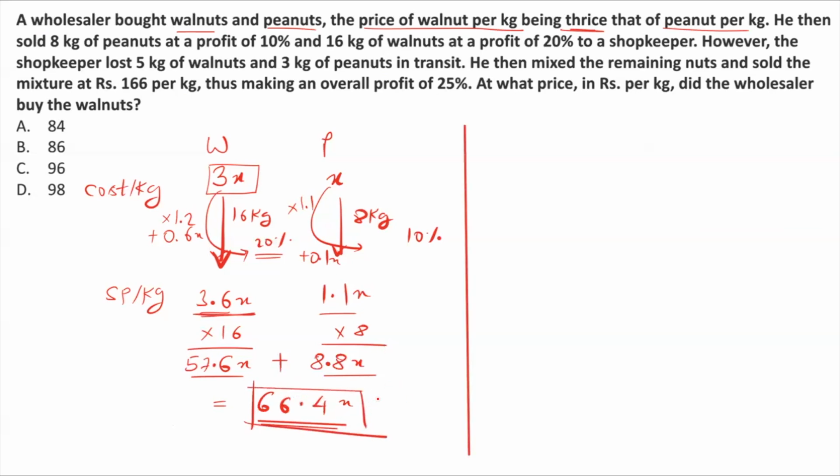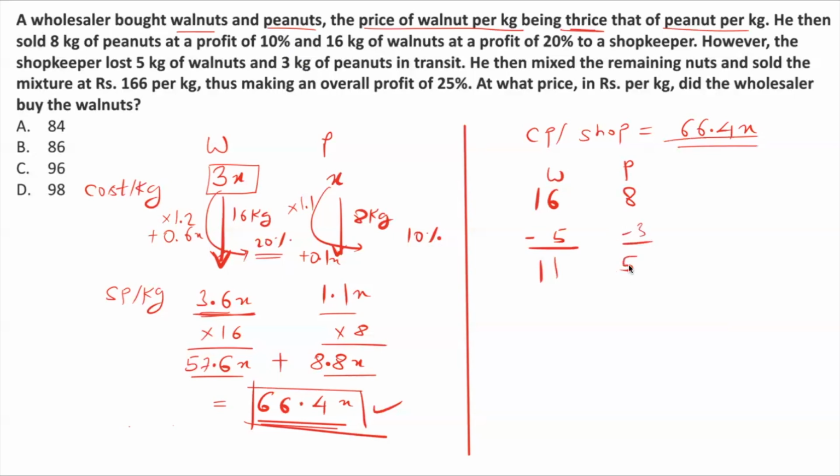The wholesaler sells these goods to the shopkeeper, so the selling price for the wholesaler becomes the cost price for the shopkeeper. So for the shopkeeper, the overall cost price is 66.4x rupees. In that, he has purchased 16 kgs of walnuts and 8 kgs of peanuts. Now, he lost 5 kg of walnuts, so 16 minus 5 is 11 kg of walnuts remain. And 8 minus 3 is 5 kgs of peanuts remain.